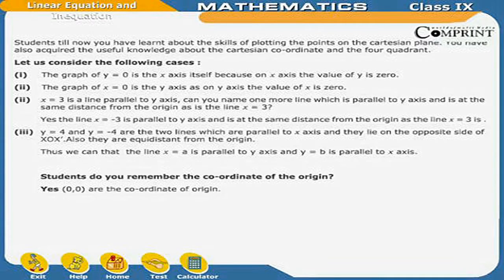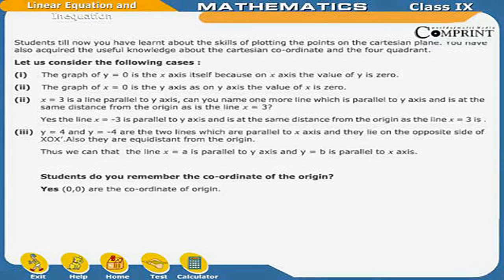Let us consider the following cases. First, the graph of y = 0 is the x-axis itself, because on the x-axis the value of y is 0. Second, the graph of x = 0 is the y-axis, as on the y-axis the value of x is 0. Third, x = 3 is a line parallel to the y-axis.